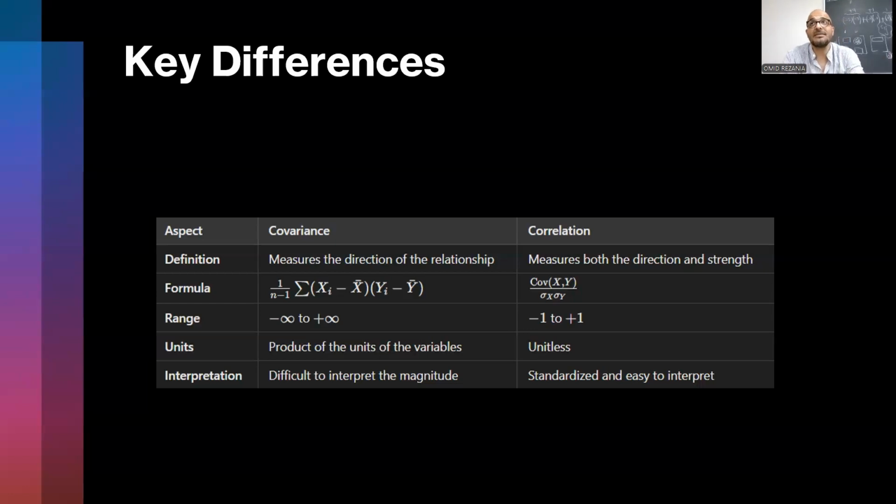Remember, we discussed two things between variables of the experiment: the covariance and correlation. There are differences and comparisons between them. In terms of the definition, you see that the covariance measures the direction of the relationship, but we said that it doesn't measure the strength of the relationship. But correlation measures both the direction and the strength.